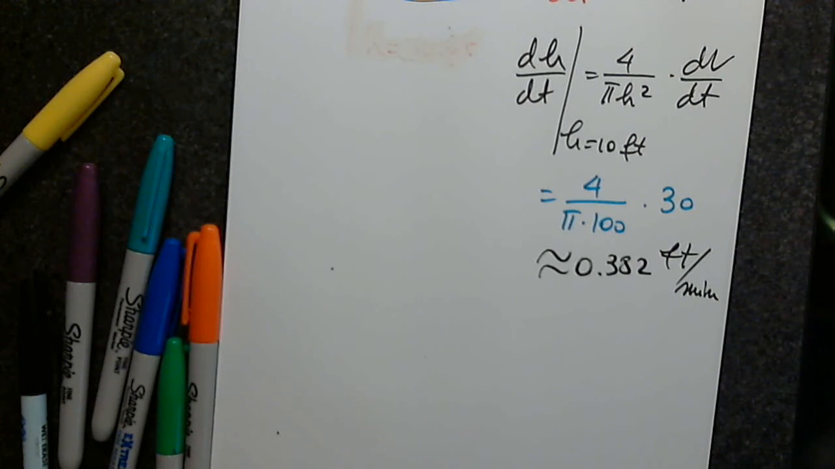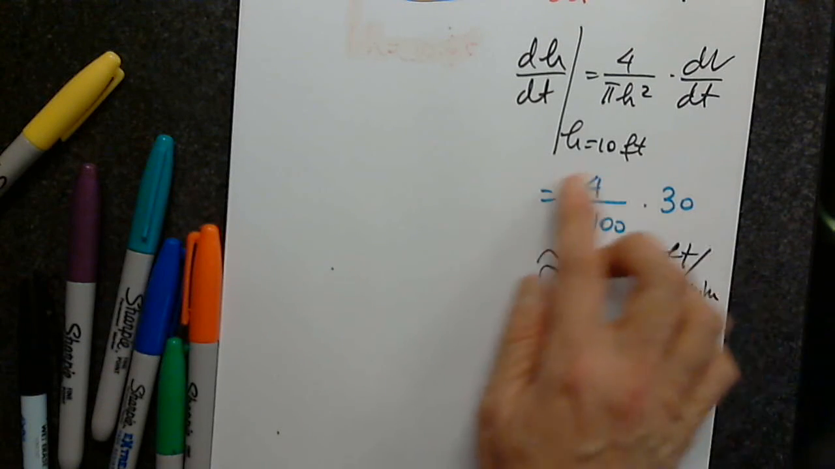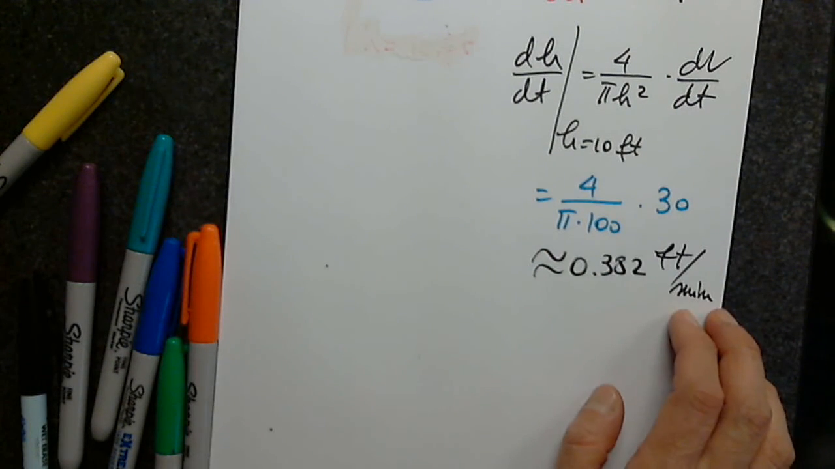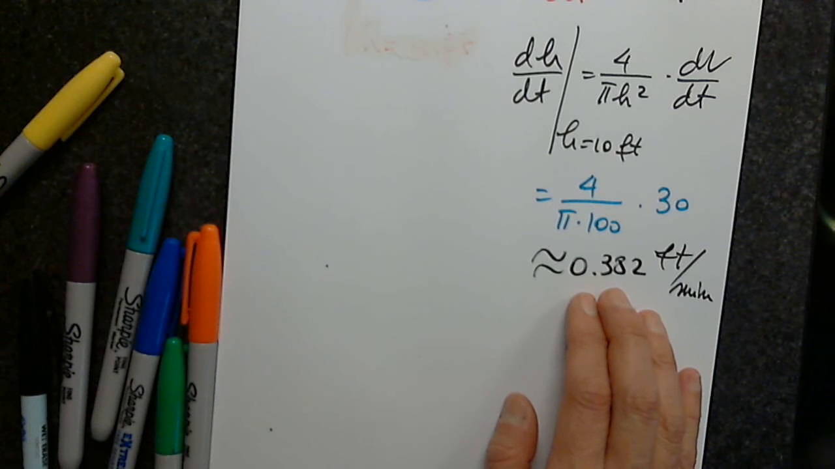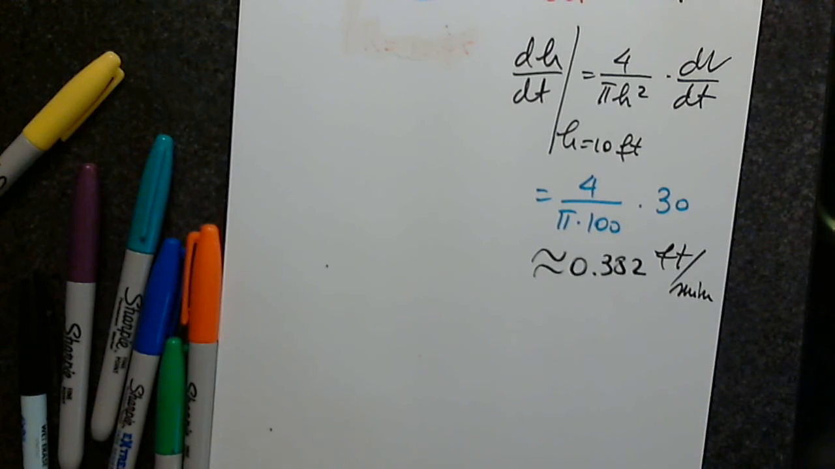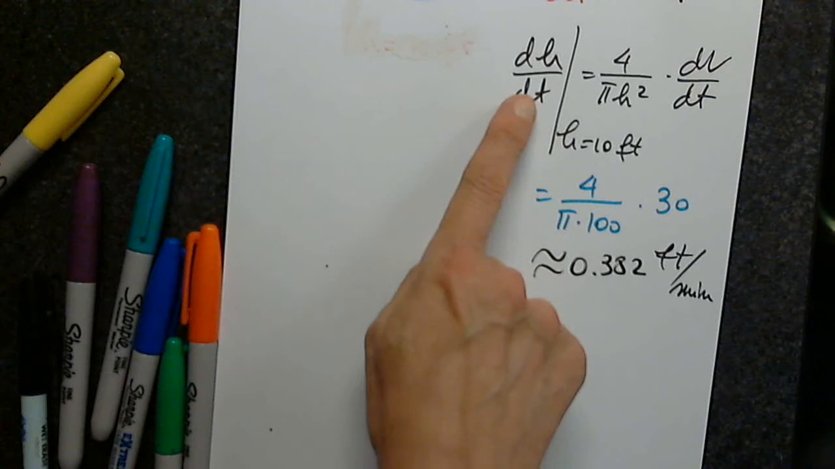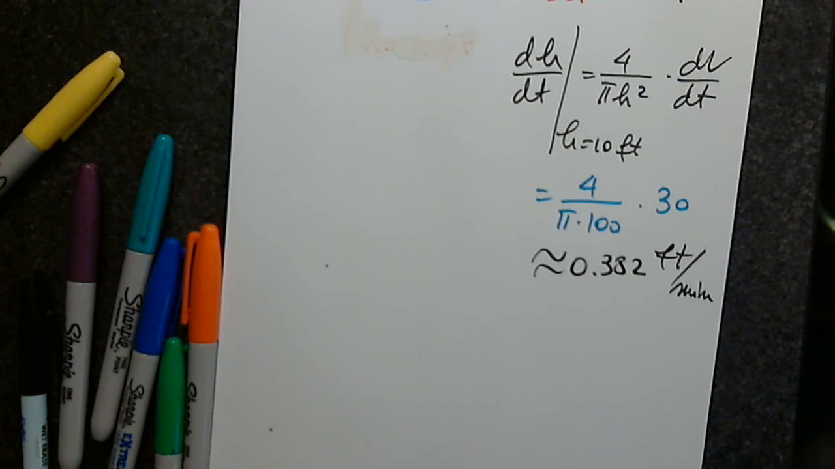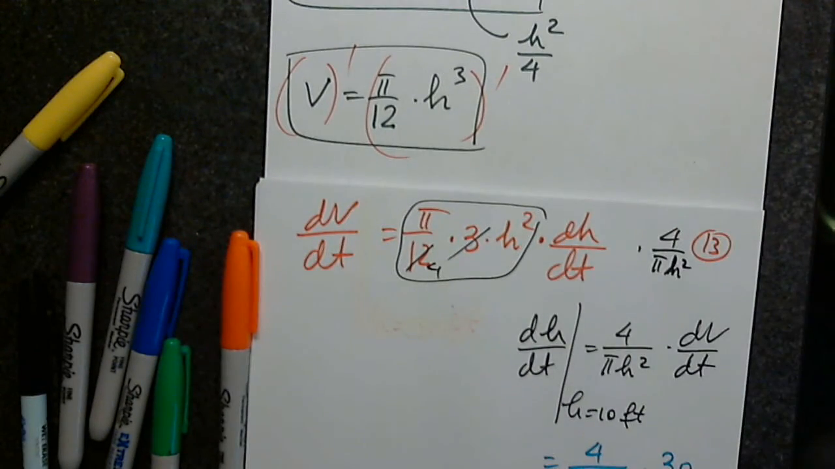Could we leave it in radians or would you want it in the decimal? Oh, this is not radians, this is in feet per minute. You can leave it, but I would recommend approximating it. This would have been radians if the function would have been an angle. But it's not an angle. Any questions on this?